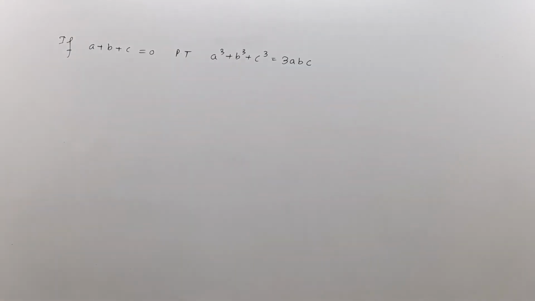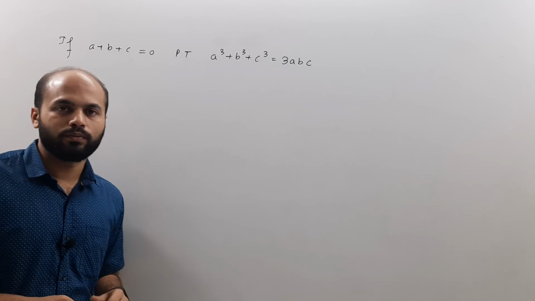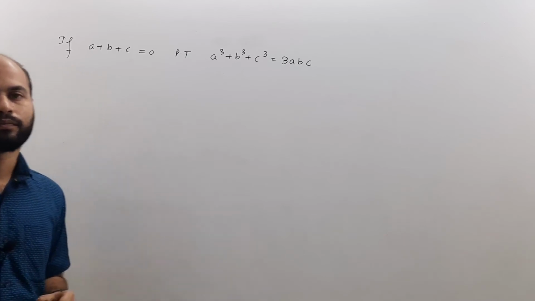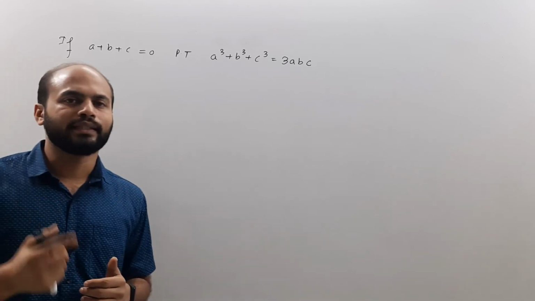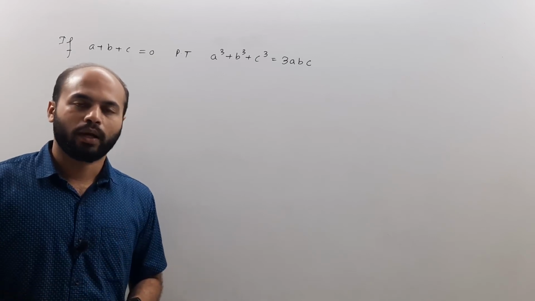Now you can see that there is one expression on the board, and it says that if a plus b plus c is 0 in one particular condition, then you have to prove that a cube plus b cube plus c cube is 3abc. So you can pause the video, you can try this problem, and you can check what I am doing on the board.